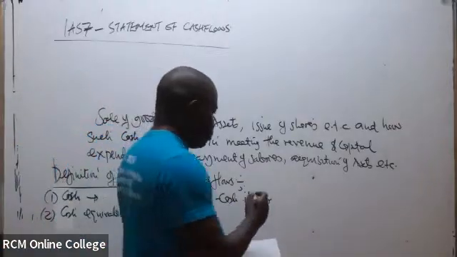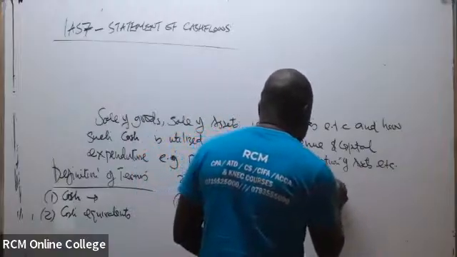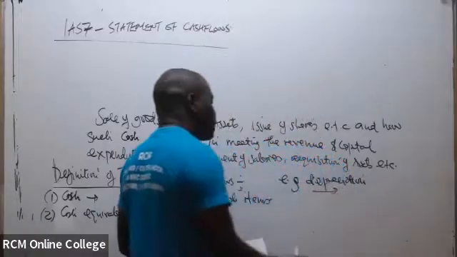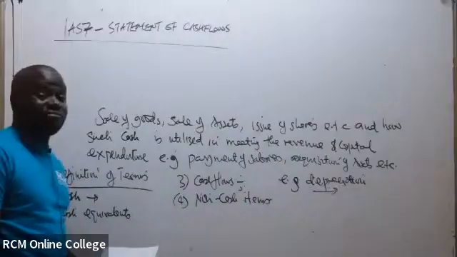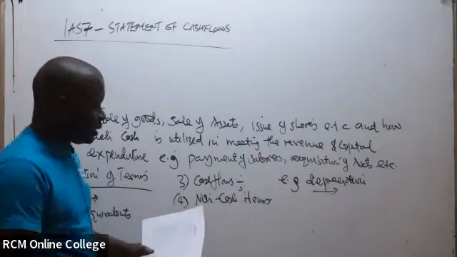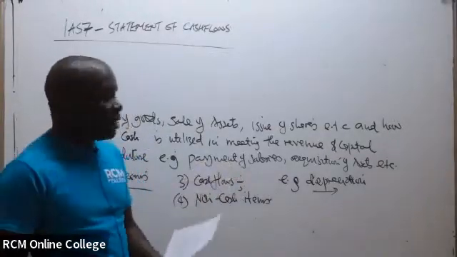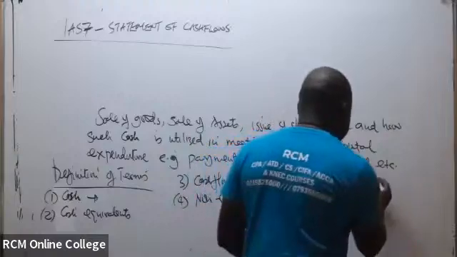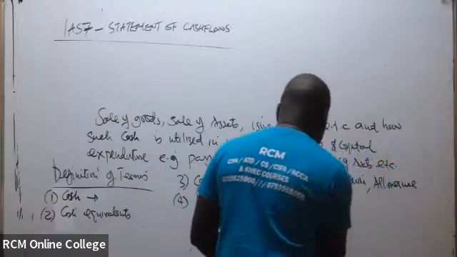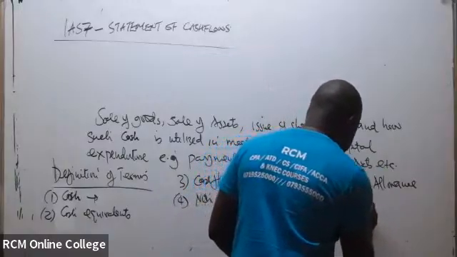For example, depreciation. You normally recognize it as an expense, but ideally, there's no money that has gone out of the business. It's just the loss of value of an asset, but you haven't paid any money out. So it's a non-cash item. Likewise, allowance for bad debts doesn't involve cash having to go out. So they are non-cash items.